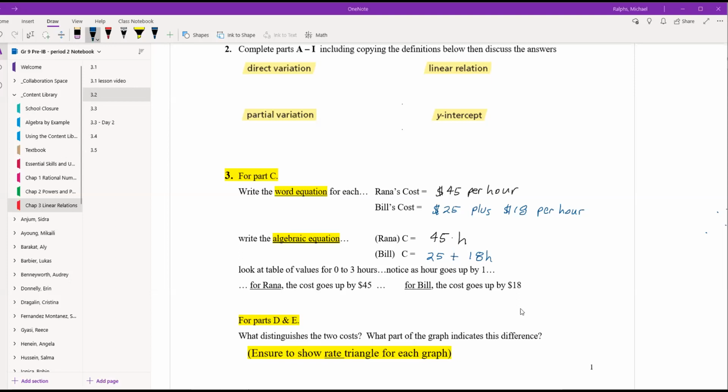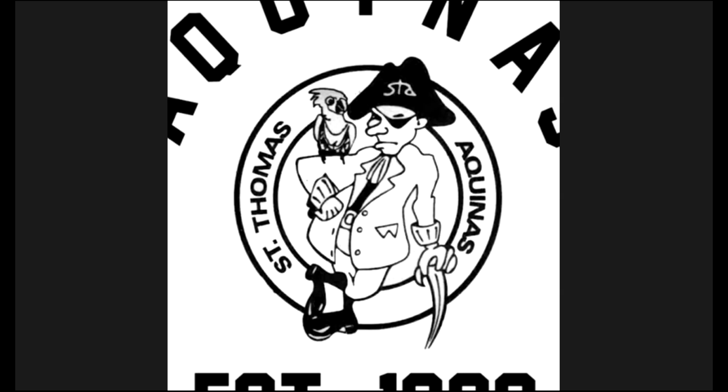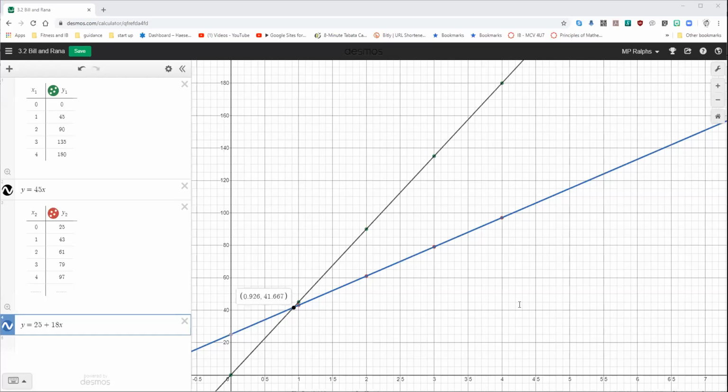Okay, and so when you look at the equations, we can see that they have a certain form, one being direct variation and one being partial. Then if I look back here at the graph, then we look at the table of values. Well, Rana's was direct variation, and so we've got a 0, 0 in her table of values, whereas in Bill's table of values, we got 0, 25. Okay, so that's not 0, 0. So if it's 0, 0 in the table of values, that's partial variation. Sorry, I correct myself. That's direct variation. And if we have 0, 25, that's partial variation.